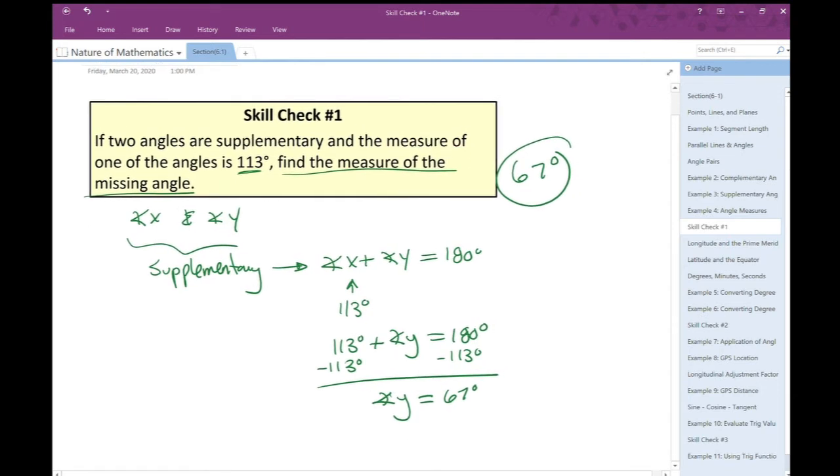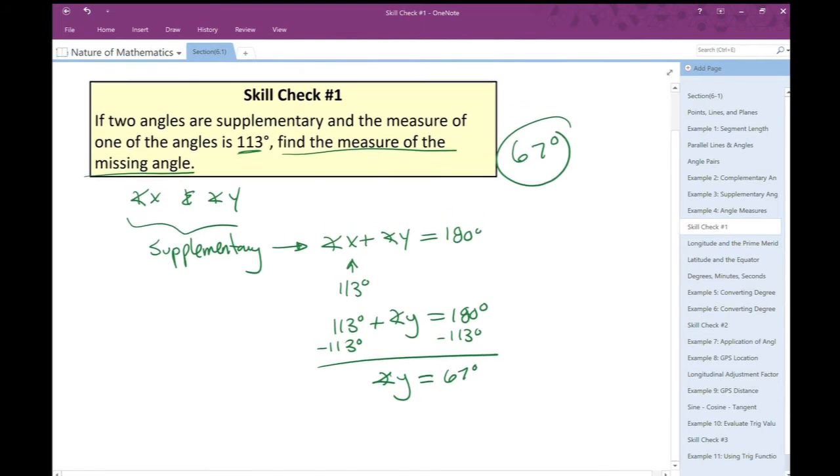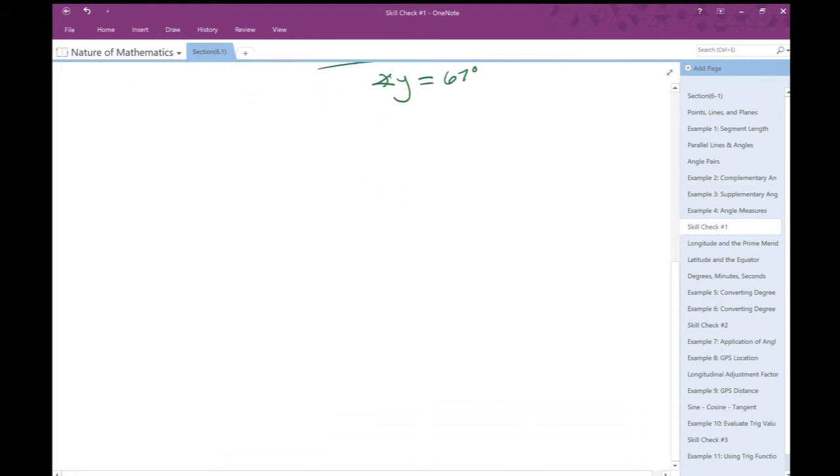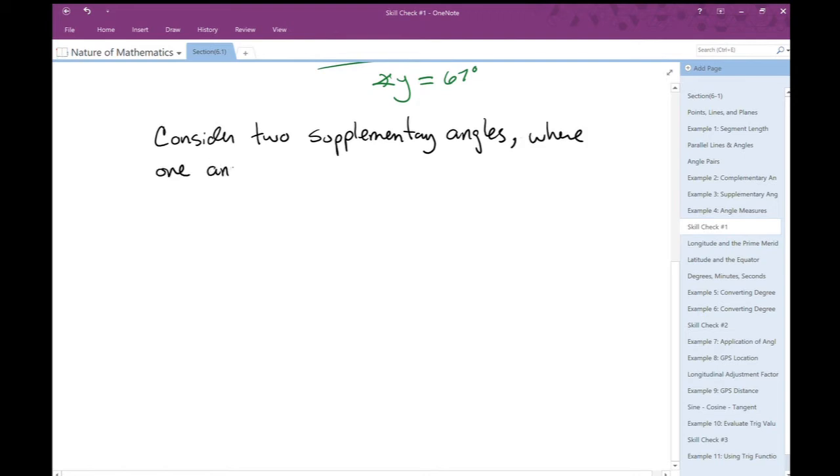Now, when I was looking at your practice problems online through Hawk's Learning, and I put together some practice in the Blackboard as well, the problems weren't this simple. They were a little more involved. So let me give you an example like that so you can set it up properly and be successful at it. So consider two supplementary angles where one angle is 10 more than twice the other. What is the measure of the larger angle?